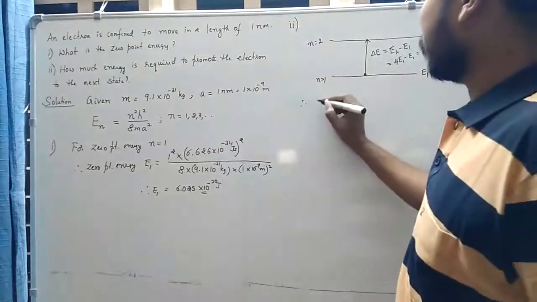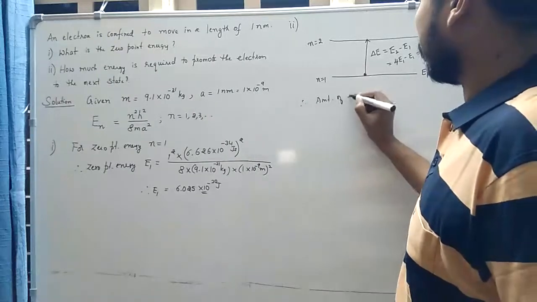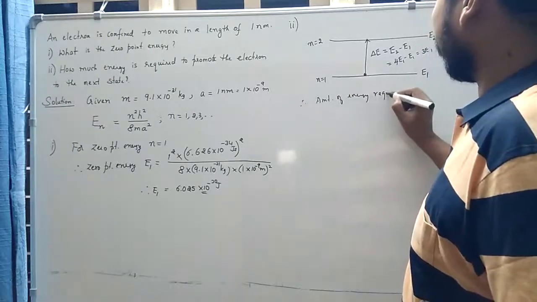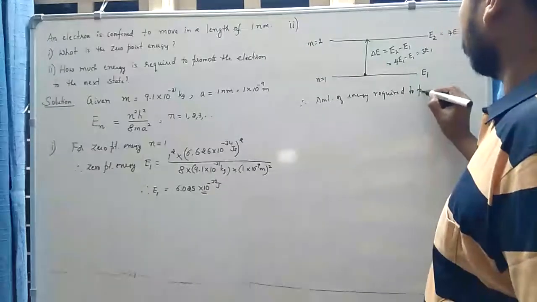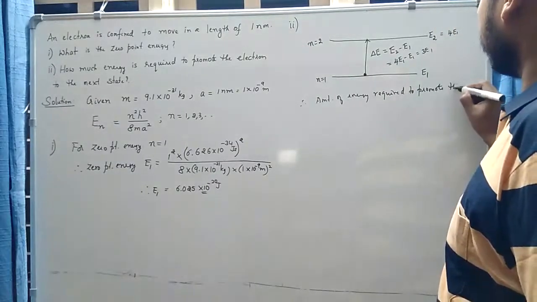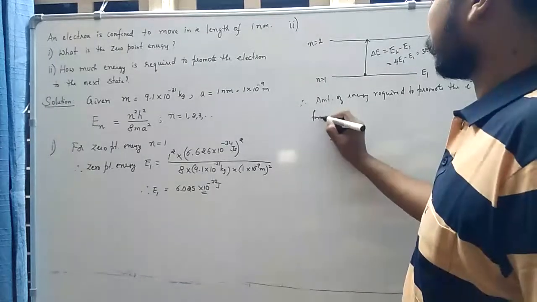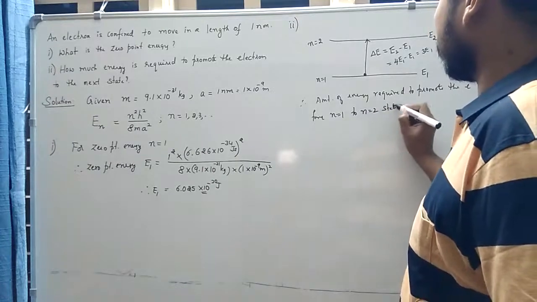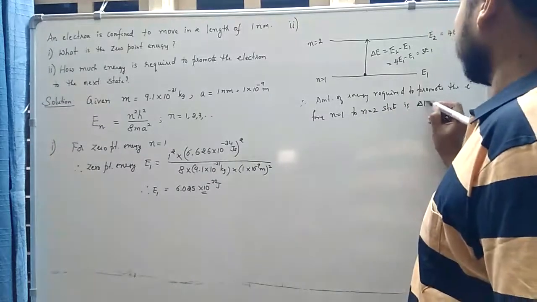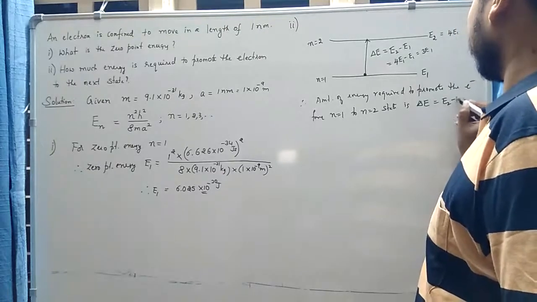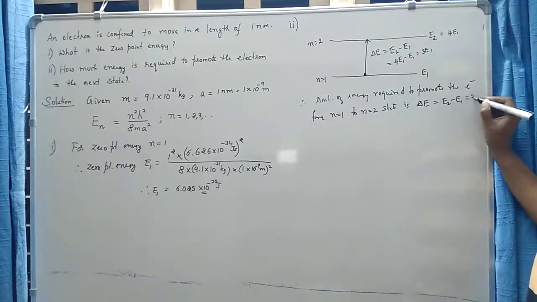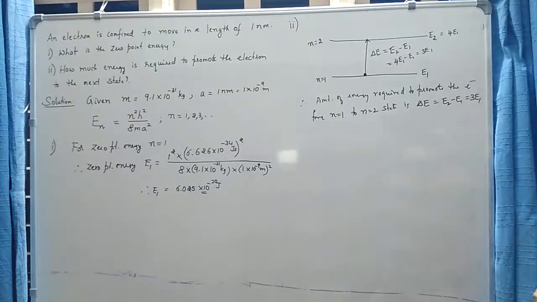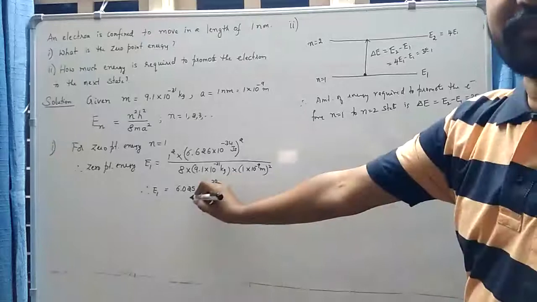Therefore, the amount of energy required to promote the electron from n is equal to 1 to n is equal to 2 state is delta E, which is equal to E2 minus E1, which has worked out to be equal to 3 into E1. How? That I have shown here. So delta E, that is the amount of energy required to promote the electron, is 3 into E1, and already we have found out what is the value of E1.